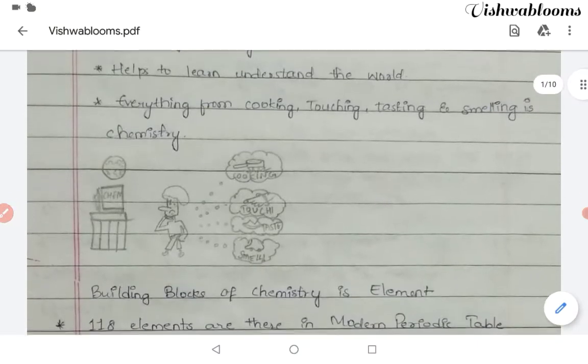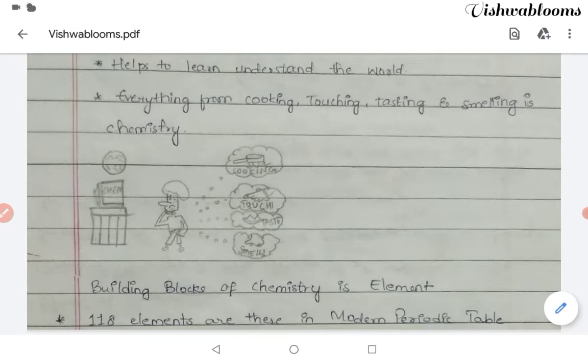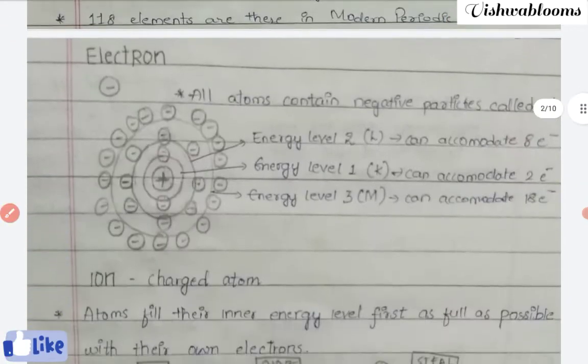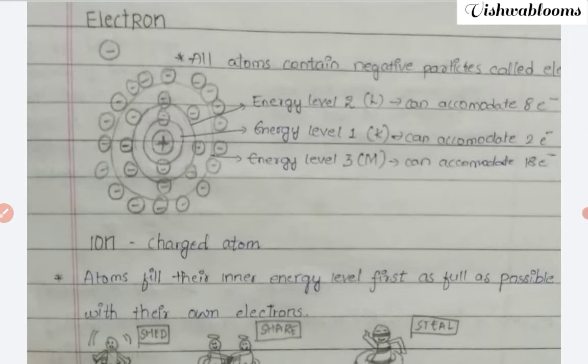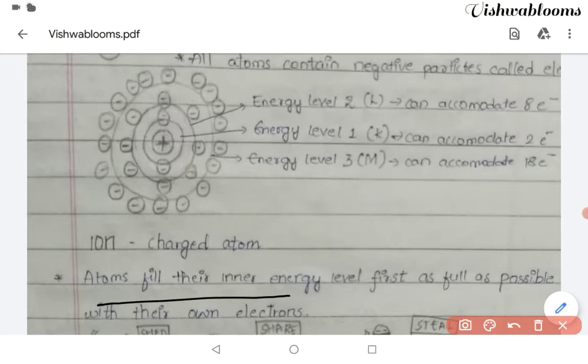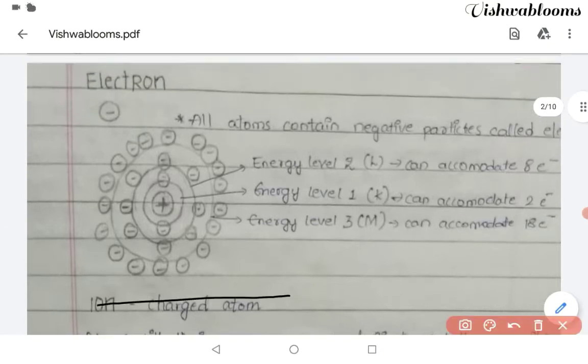Now the building blocks of chemistry are elements. As you know, the modern periodic table contains 118 elements, so these elements are the building blocks for chemistry. Now after learning the building blocks, it is also essential for us to learn what electrons, protons and neutrons are. We have already been studying this in our ninth class, but let's have a glance over it. Electrons. All atoms contain negative particles. These negative particles are called electrons. It is denoted by e minus.